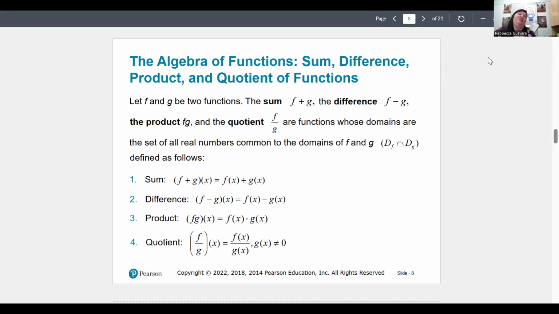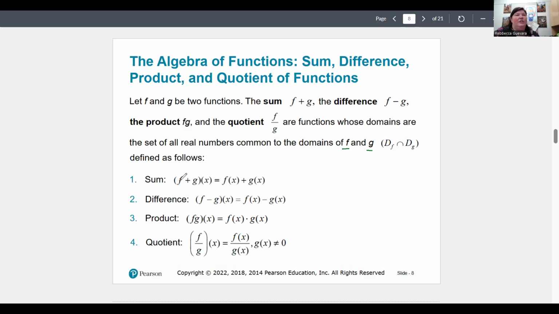So if f and g are two functions, then the sum f plus g, the difference f minus g, the product f times g, and the quotient f divided by g are functions as well, whose domain is the set of all real numbers common to the domains of f and g. And then there's a little tweak to it here in a second.